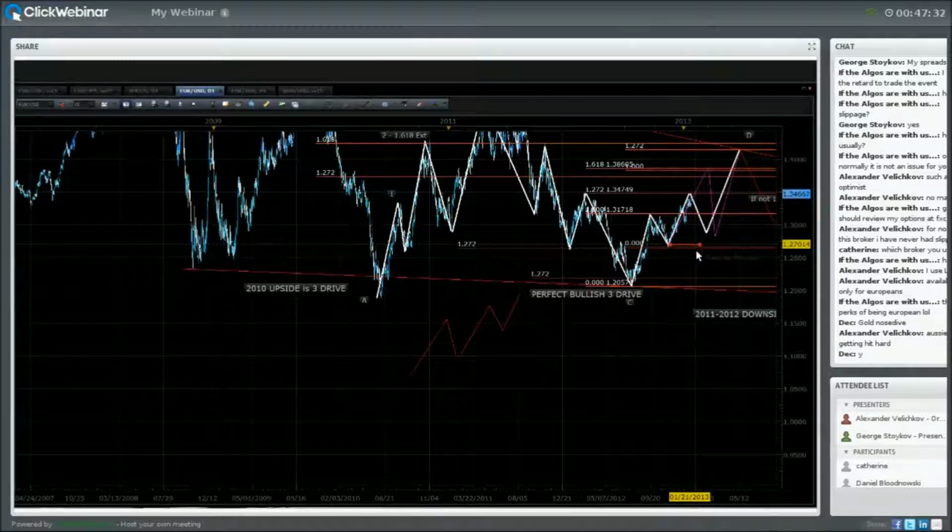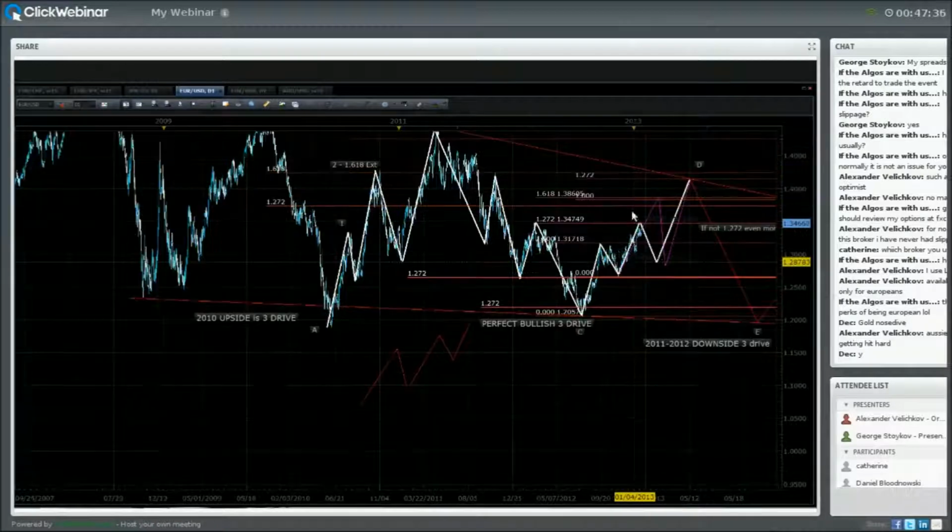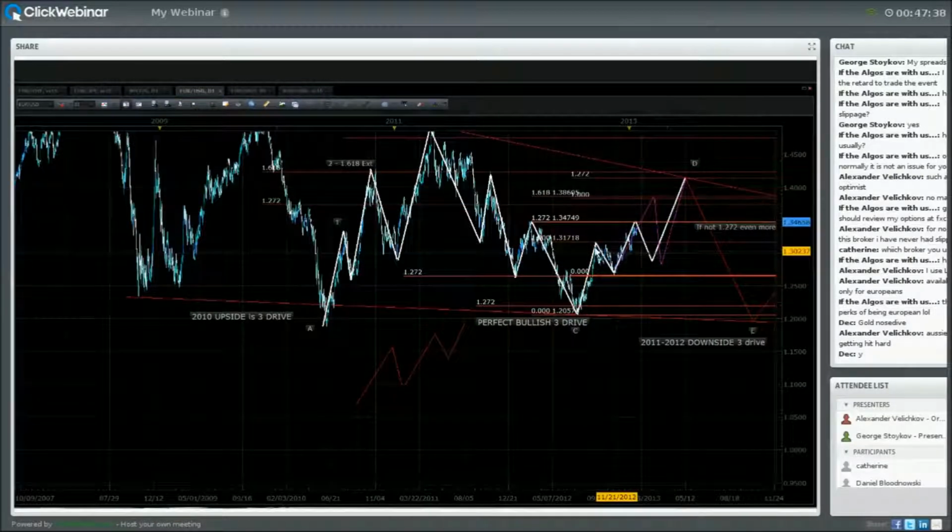However, and this is the important part, if we are right with our assumption that the euro dollar is going to blow straight to last year's highs, the 1.386 mark can come very fast, just in time to make a perfect three-drive pattern.